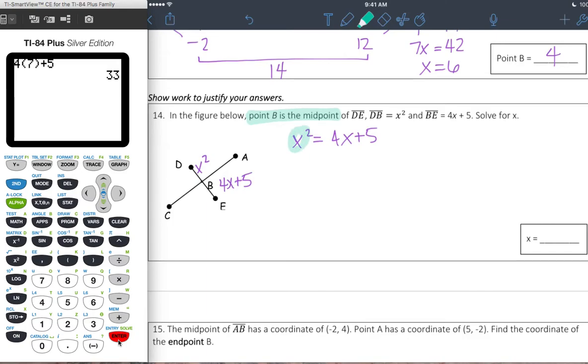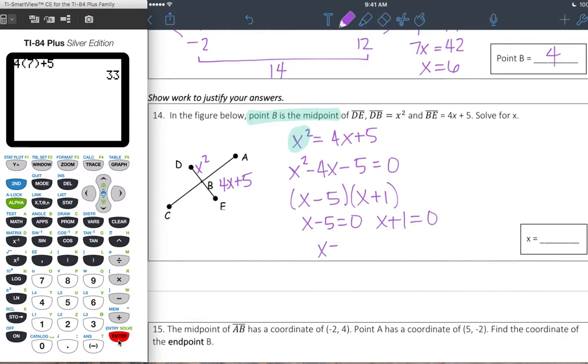Again, since we have our x squared, we are going to have to factor. And to factor, we have to have one side equal to 0. So we're going to subtract 4x and subtract 5 from both sides to get it equal to 0. Okay, then we have to find the factors of -5 that are going to add up to -4. So we're going to end up with x minus 5 and x plus 1. Set those both equal to 0.